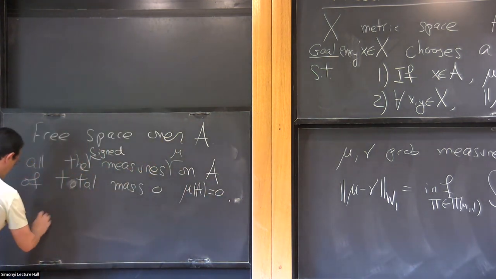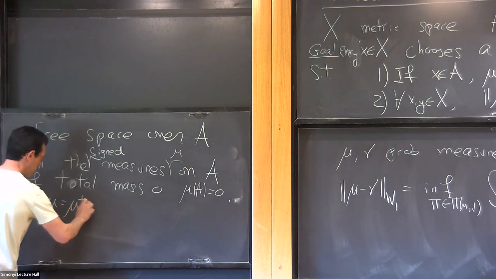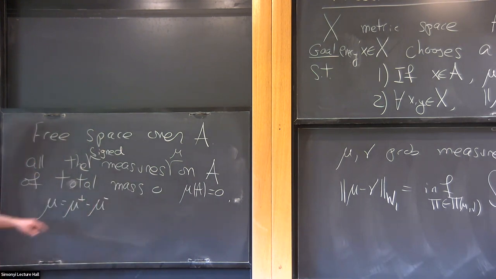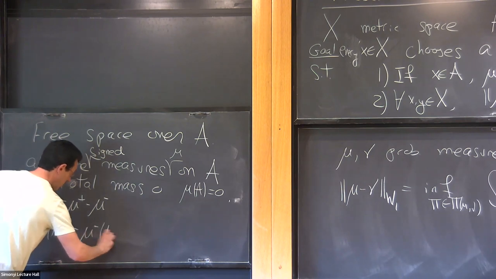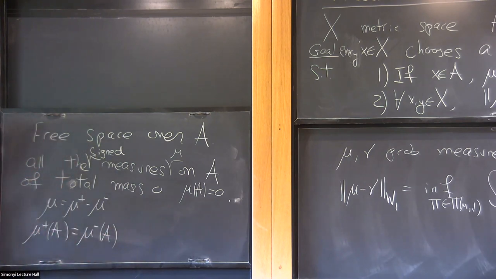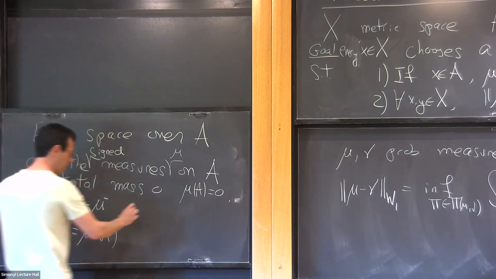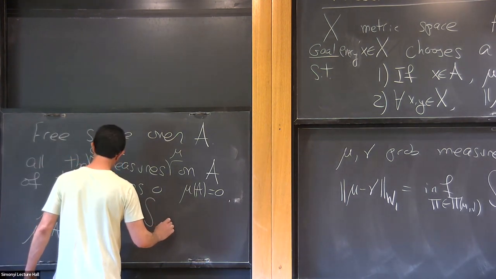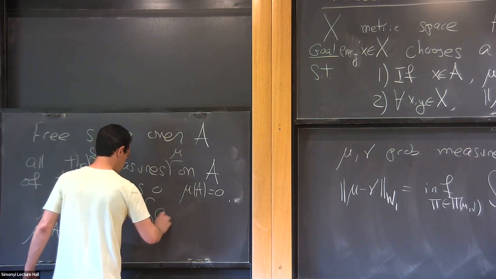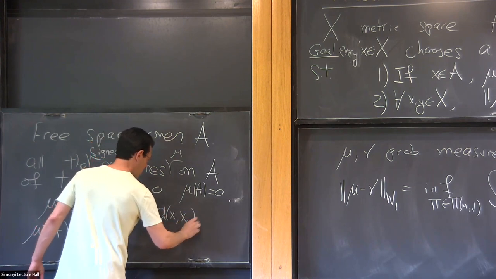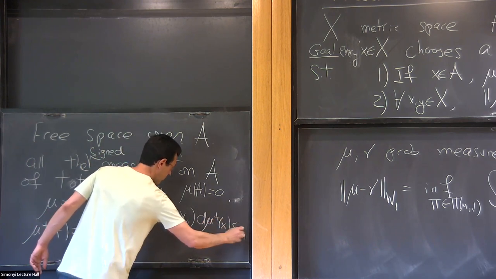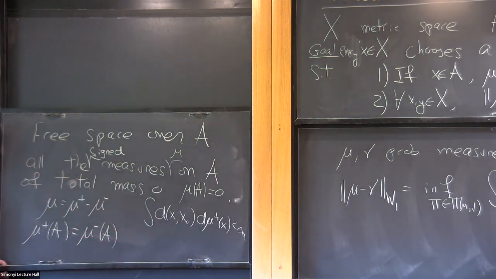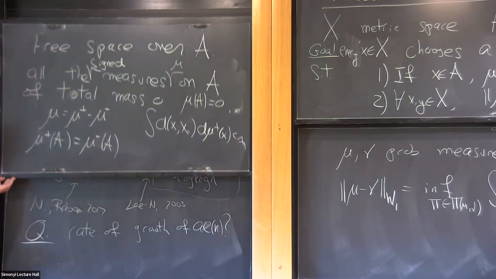So every measure can be written as mu equals mu plus minus mu minus. Well, these are honest positive measures. It's the same as saying that mu plus and mu minus have the same total mass. Okay, so when you look at that space of measures, there's also this requirement that they have finite first moment. So the distance from x to x zero, let's say, integrated against mu plus is finite for some, hence for every x zero, et cetera. There are issues. Let me not.